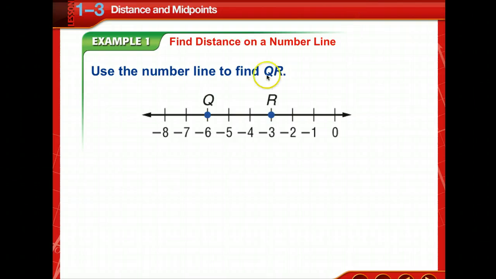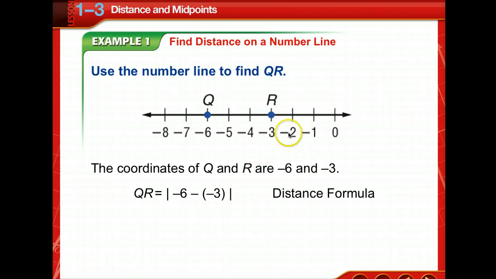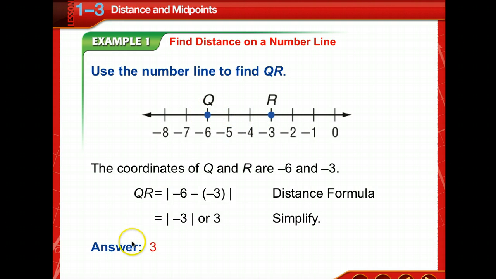So we're using the number line. We've got Q and R. Notice that Q is at -6 and R is at -3. So we're going to find the absolute value of the difference between -6 and -3, which is the absolute value of -3. In other words, there's just 3 places in between these two numbers. So our answer is 3.